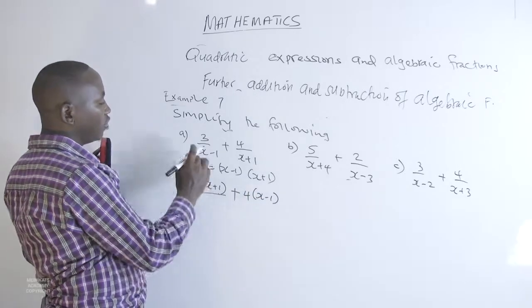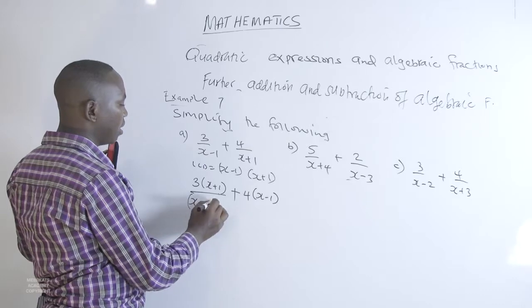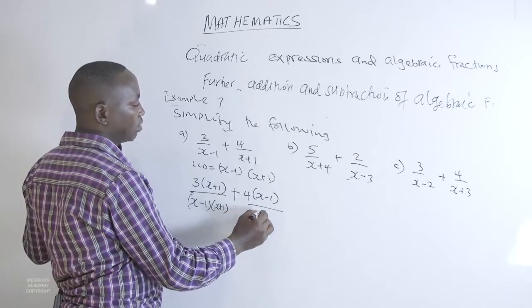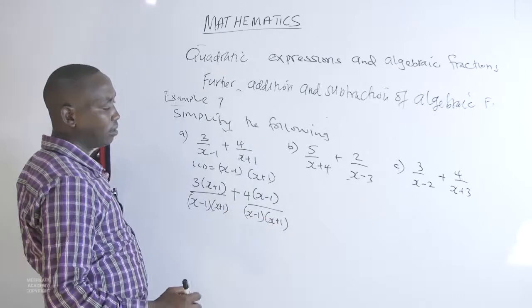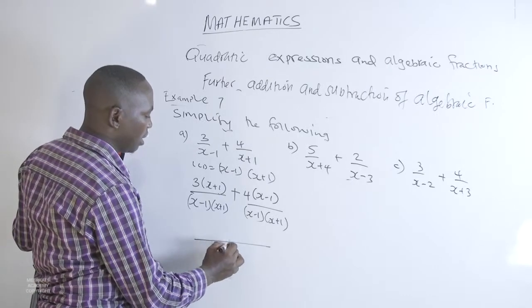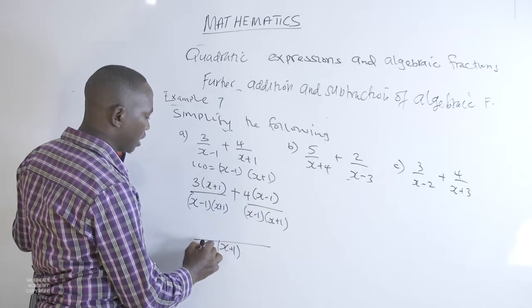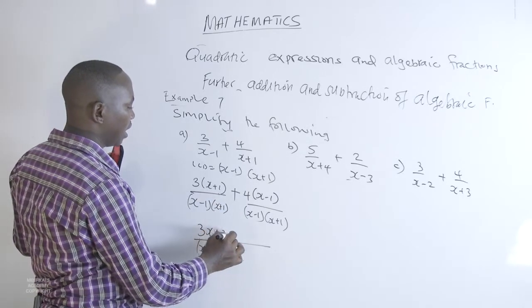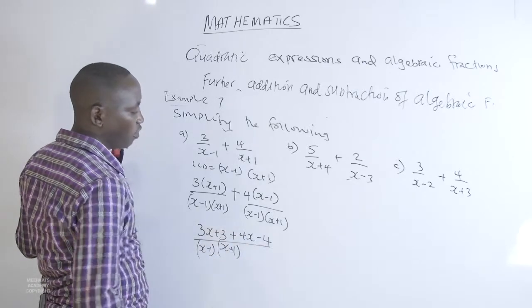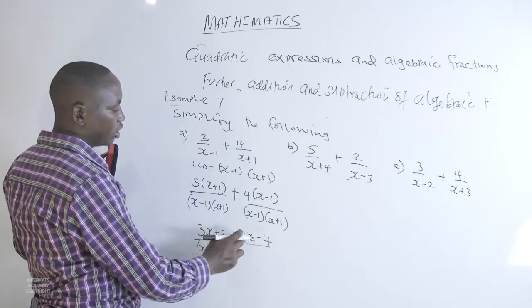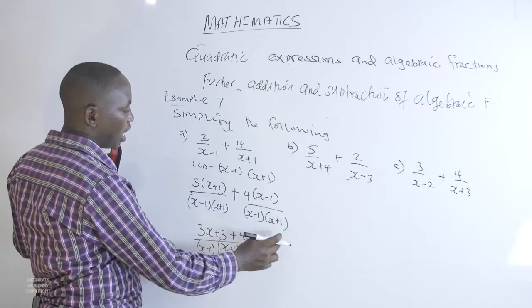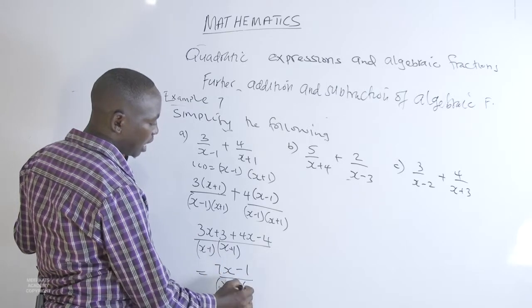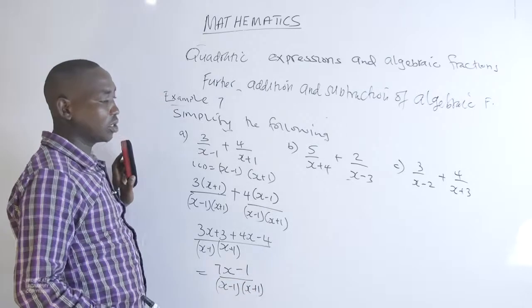And then remember, each of them is divided by x minus 1, x plus 1, which is the new denominator. So when you write them under one denominator, this will be x plus 1, x minus 1. We open this, which will give us 3x plus 3 plus 4x minus 4, which will give us 3x plus 4x to be 7x, 3 minus 4 to be minus 1, all over the new denominator x minus 1, x plus 1.